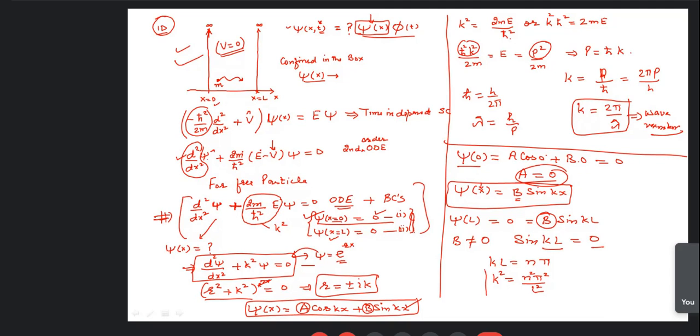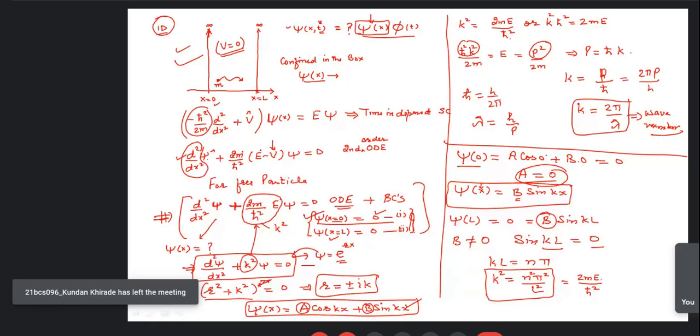Okay, and we know what I have assumed k is: k square is 2me over h bar square. So I can write this as 2me over h bar square.